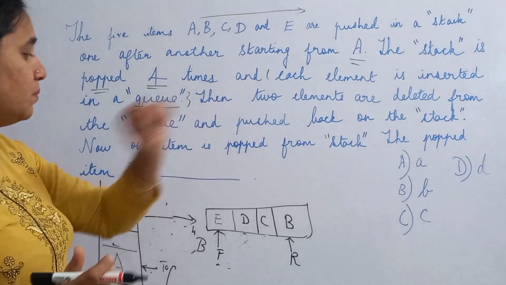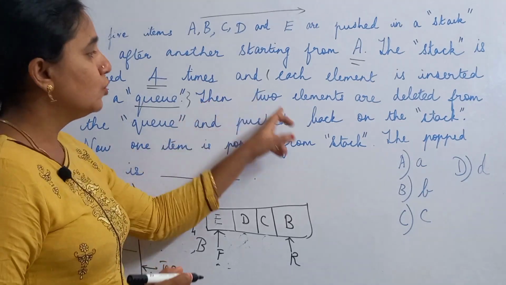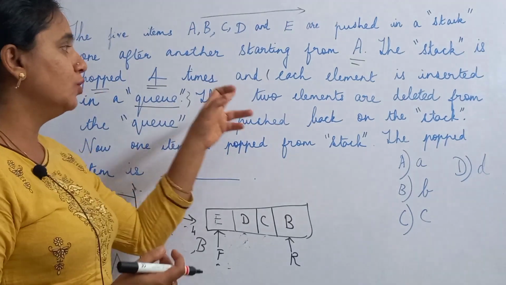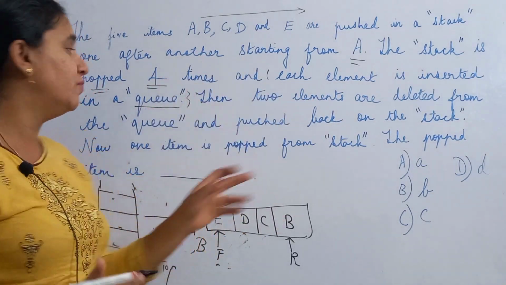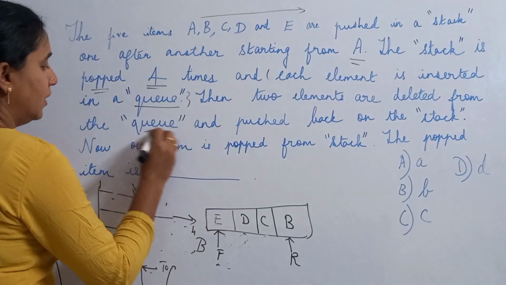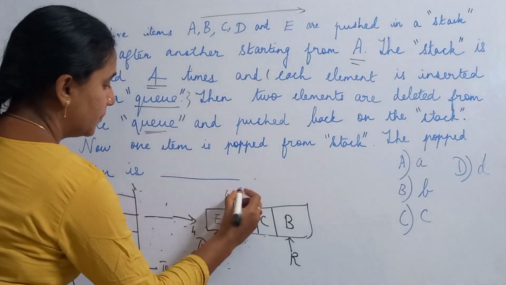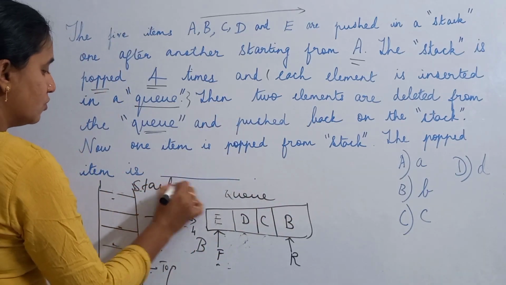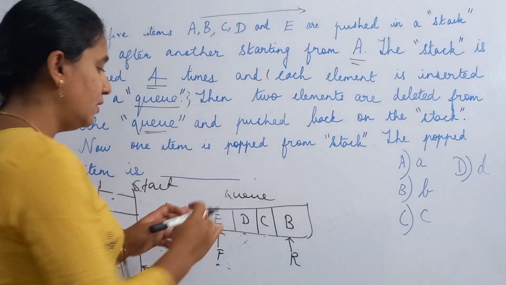Now what is the next statement given? Then the 2 elements are deleted from the queue. Okay, so the 2 elements are deleted from the queue data structure, right? So this is my queue data structure. So this is my queue and this is my stack. So from queue we are going to delete the elements.